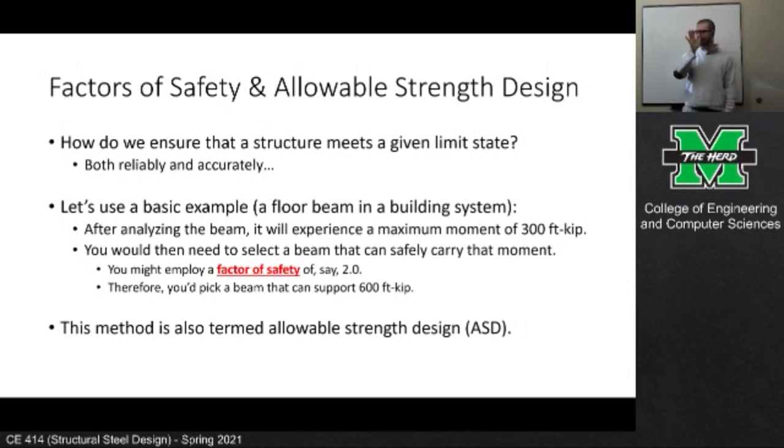Okay, so let's use a really basic example. Let's say that we have a floor beam in a building system. Okay, so here we are.